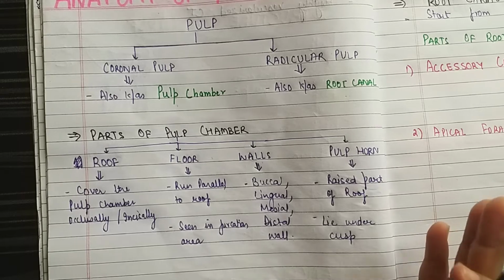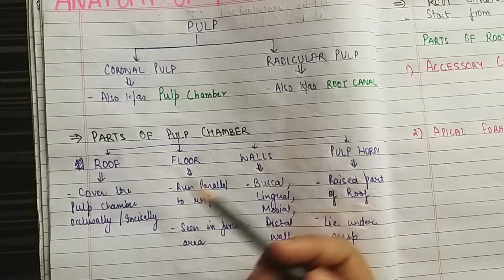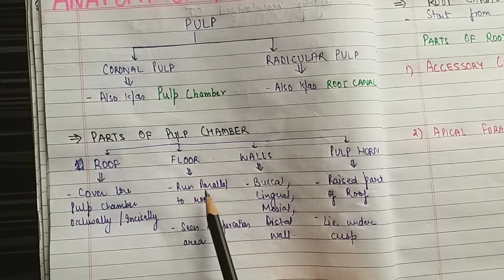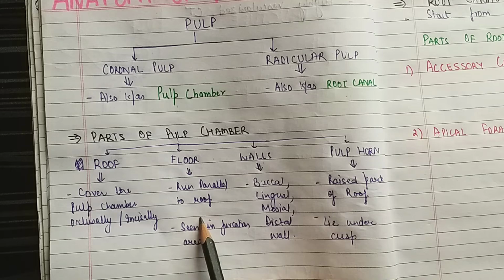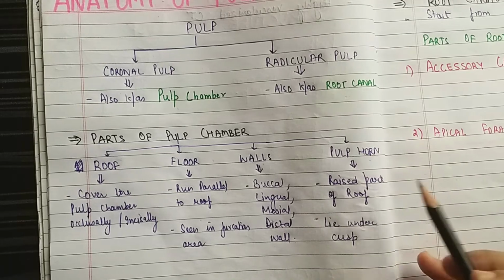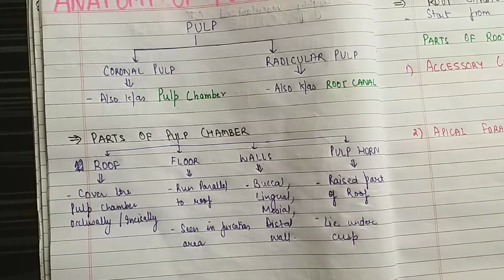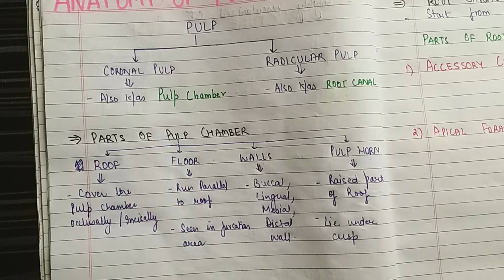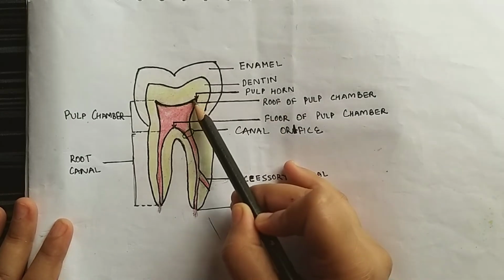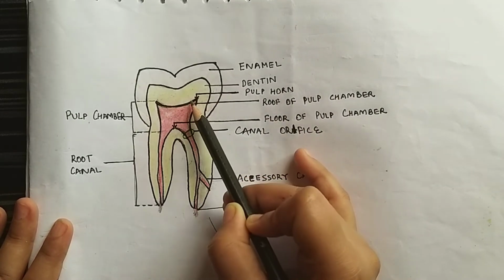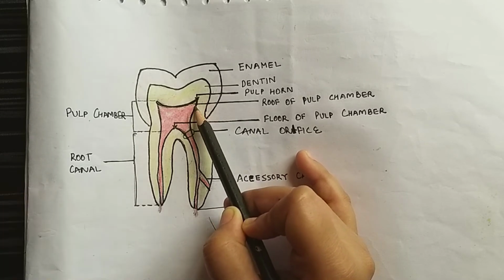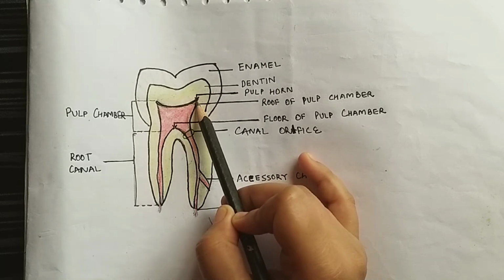We can easily understand with the example of the room that we have a roof which covers the pulp chamber occlusally and incisally. Then we have floor which runs parallel to the roof and it's usually seen in the furcation area of the tooth. Then we have walls which are named according to the side of the tooth, and then we have the pulp horn, which is nothing but a raised portion of the pulp chamber which is usually present under a cusp tip. As we can see in this picture, this raised portion is basically the pulp horn, which is slightly elevated from the roof of the pulp chamber, and it is present under the cusp tip.